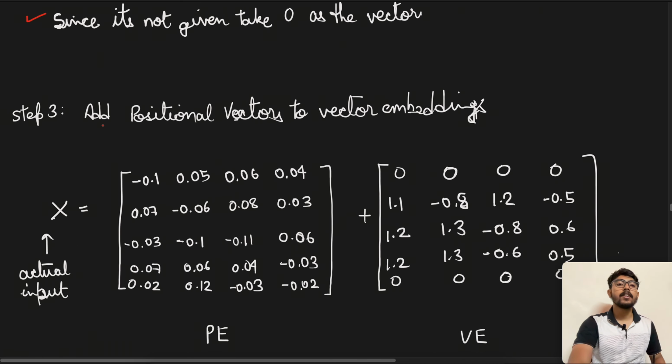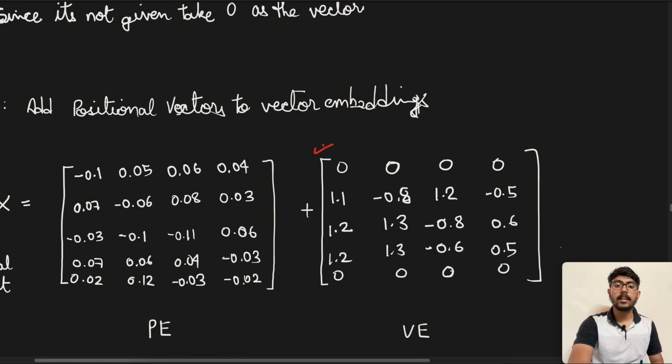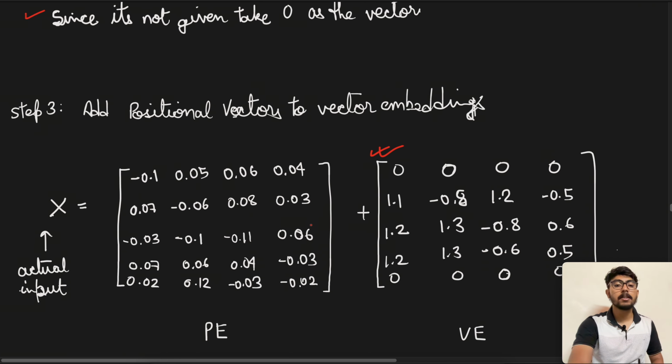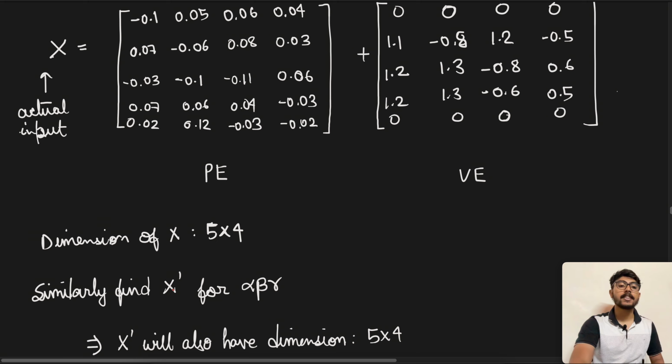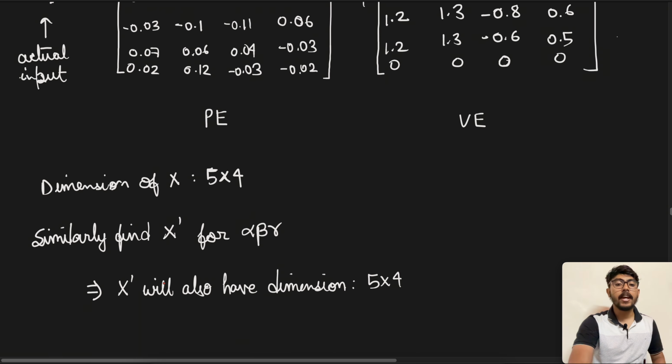So now we will try to add positional vectors to the vector embeddings. This is the vector embeddings that we have calculated in the previous step. As stated, the start of sequence is 0 as well as the end of sequence, and we simply add it. So the obtained dimension of x will be 5 cross 4. To find x dash for alpha, beta, gamma, x dash will also have the same dimension, which is 5 cross 4.